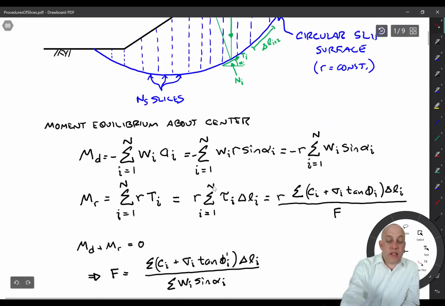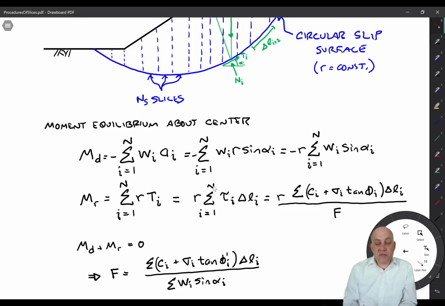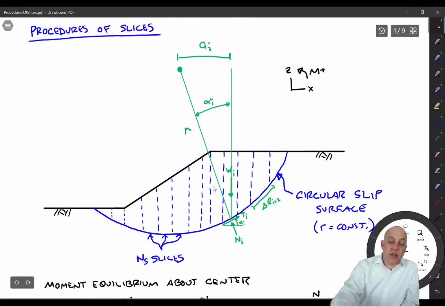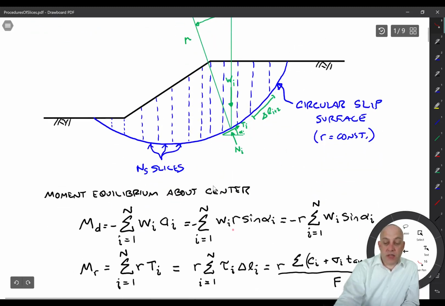So what we have is that the driving moment is equal to minus the summation of all of the weights times the distances through which those weights act. And what we can do too is use trigonometry, right? We have a little triangle here. The hypotenuse is R. It's a right triangle because this top angle is a right angle, and the short length is A. So A is equal to R times sine alpha. So we can make that substitution right there.